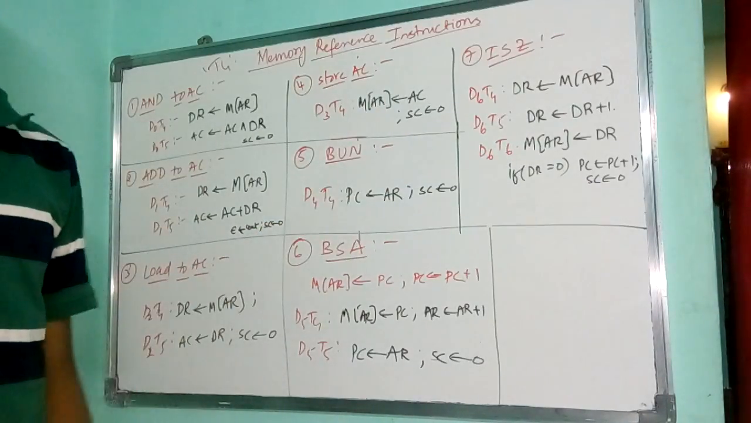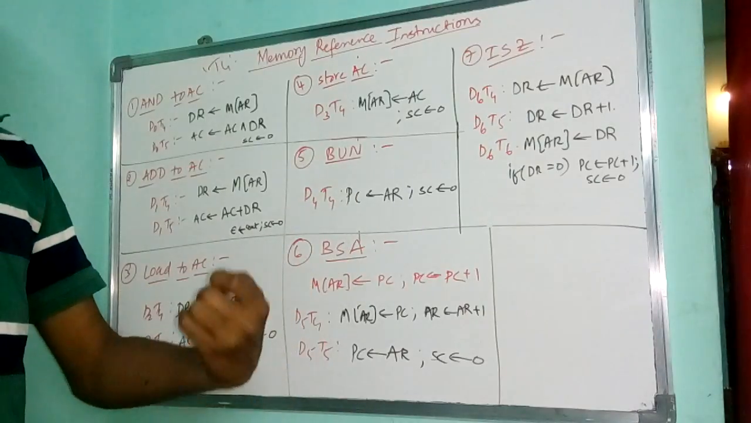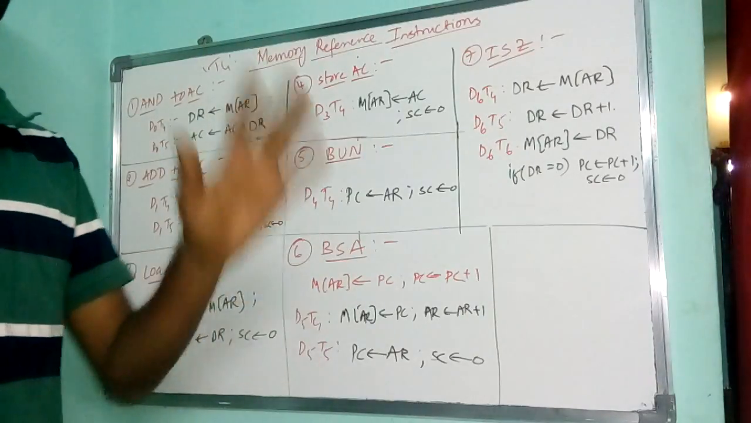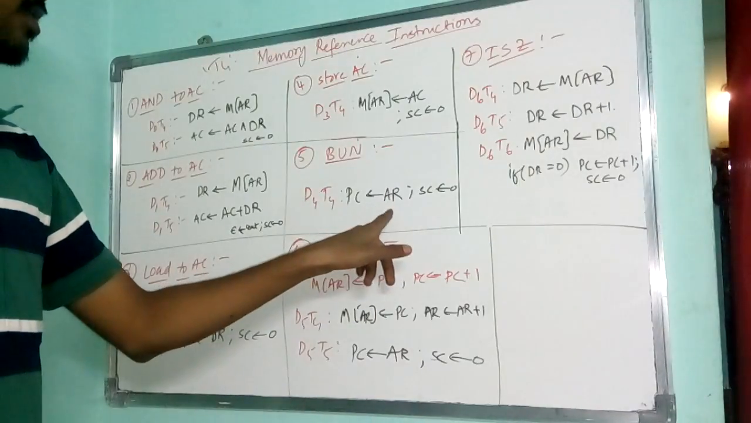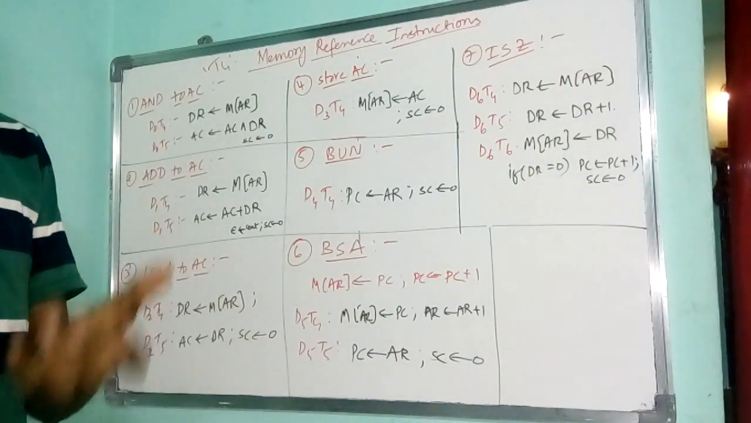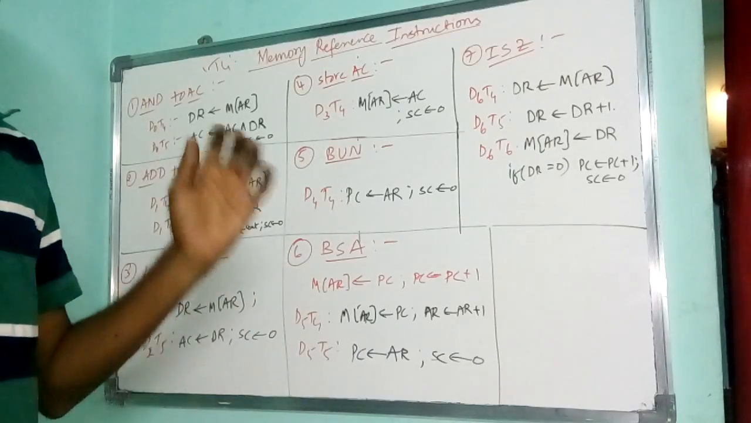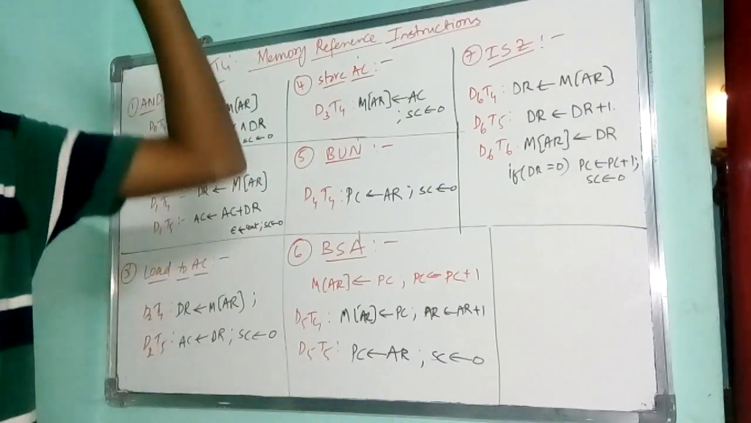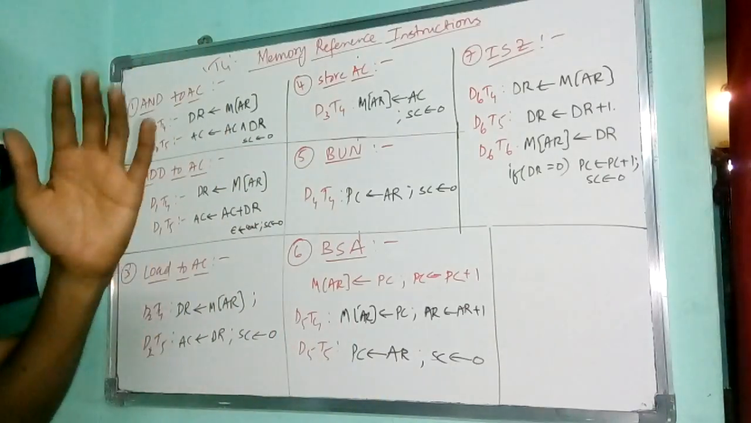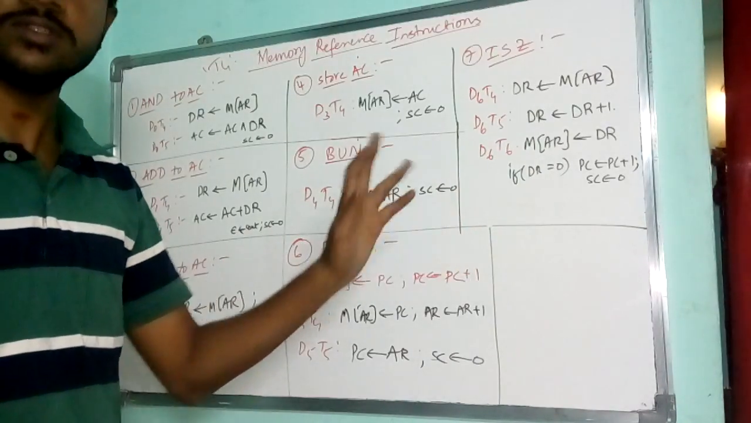Store AC: directly store the AC data into the memory location of the address register. This is branch unconditionally. If you want to go directly to a certain instruction in the program, then we will be using this. The address register is directly stored into the program counter, so that it goes to that instruction without going through the first instructions. After that, we set the counter to 0.